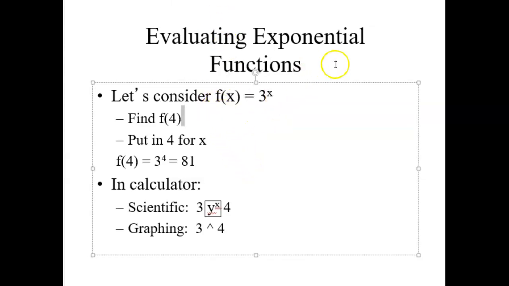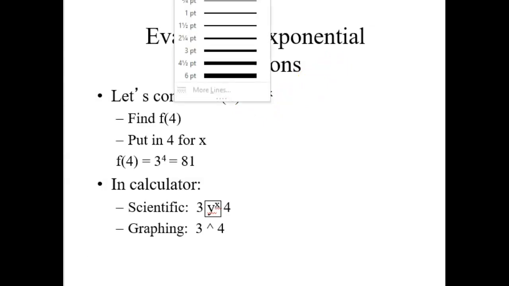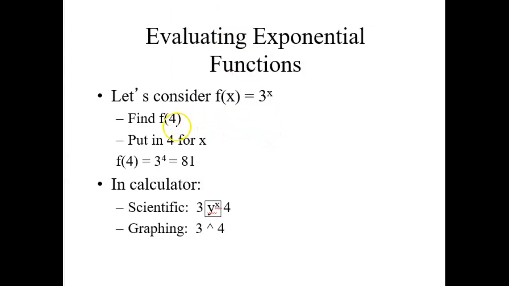So when I have 3 to the x, let's consider f of x equals 3 to the x. Okay? I have the base is 3 and the exponent is x. Now, if I'm asked to find f of 4, I have a 4 here, and I put a 4 in for my x. f of 4 will be 3 to the 4th.